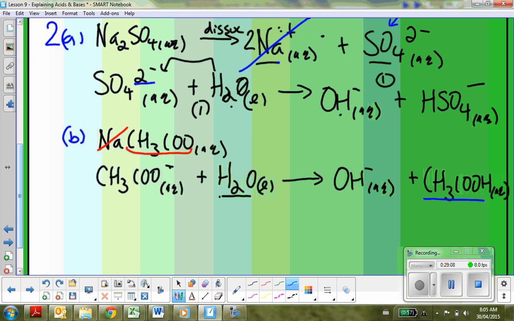Anyone notice that that's an acid? There's that COOH, aqueous. But again, we're proving that it's a modified, this is the modified Arrhenius theory. So the modified is how it reacts with water. We can actually take this and react it one more time to prove that it can also be an acid.